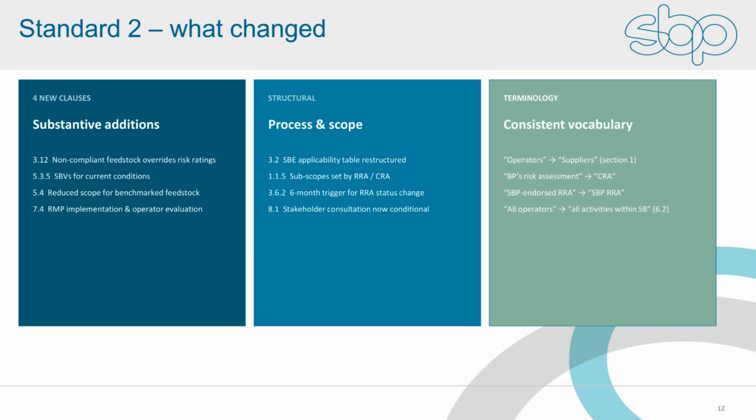And a set of terminology updates for consistency. Operators becomes suppliers in Section 1, BPP risk assessment becomes CRA, BP endorsed RRA becomes BPRA, and all operators becomes all activities within the supply base in 6.2.